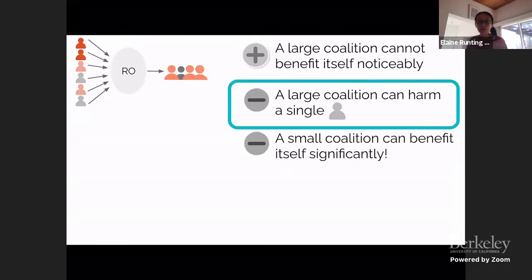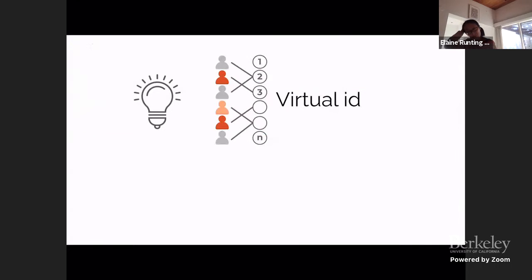We're just going to try to overcome these problems one by one. Let's first think about how to solve the first problem, that a large coalition can harm a single individual. The reason the large coalition can harm an individual is because it can choose its coins to exclude that person, and to do that, it needs to know the player's ID. So what if we just hide all the players' IDs? Then it wouldn't know who to target. So the idea is the following. Everyone picks a random virtual ID and keeps it secret. The virtual ID is really what's being elected by the random oracle.